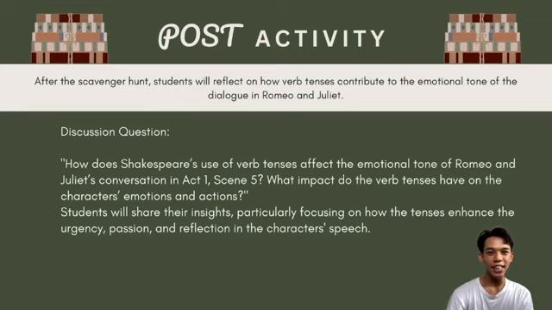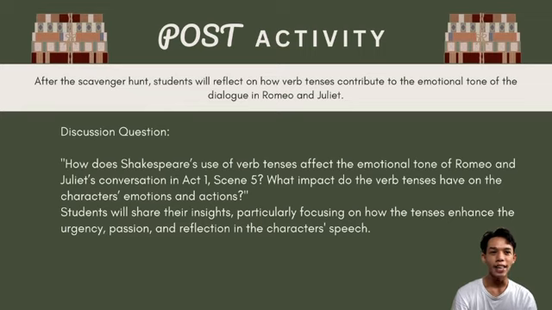Now, let's take some time to reflect on what we've learned about verb tenses and their emotional impact in Romeo and Juliet. I'd like you to consider this question. How does Shakespeare's use of verb tenses affect the emotional tone of Romeo and Juliet's conversation in Act 1, Scene 5? What impact do the verb tenses have on the characters' emotions and actions?